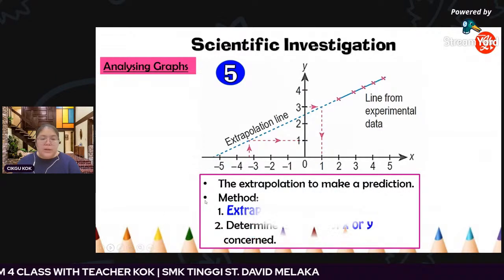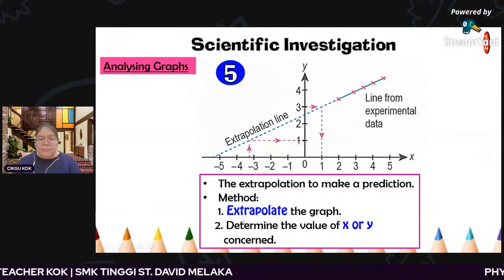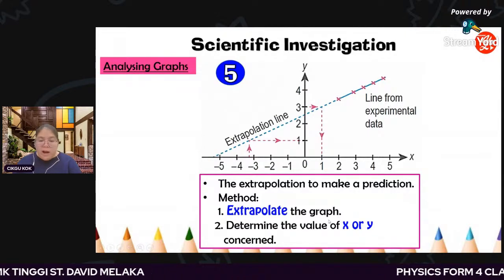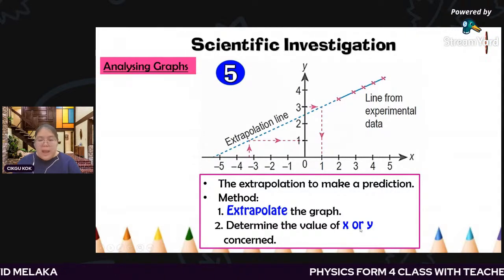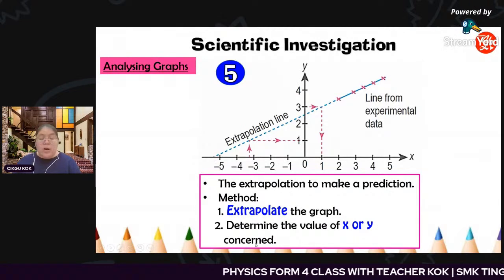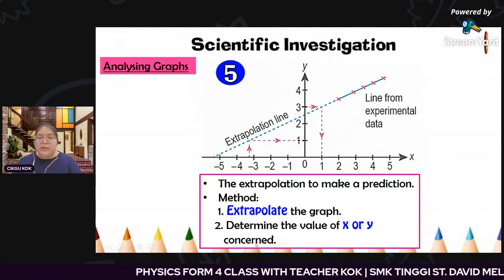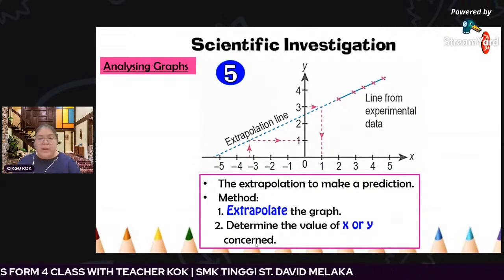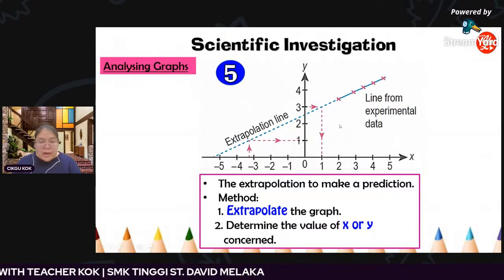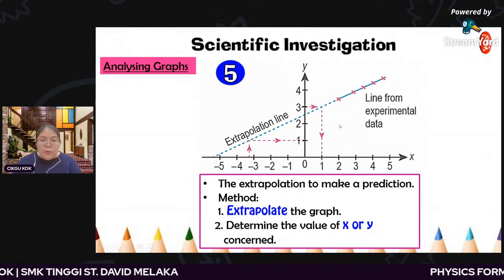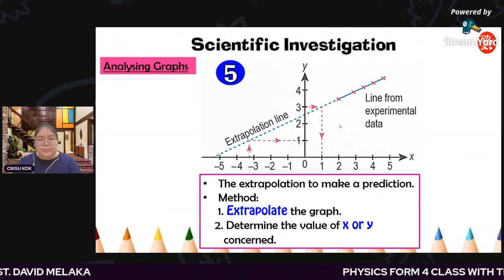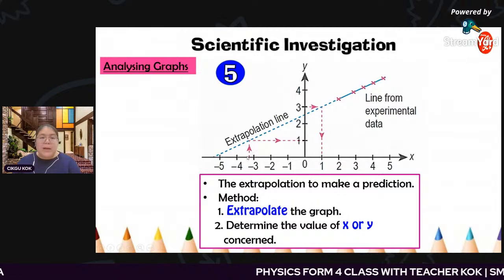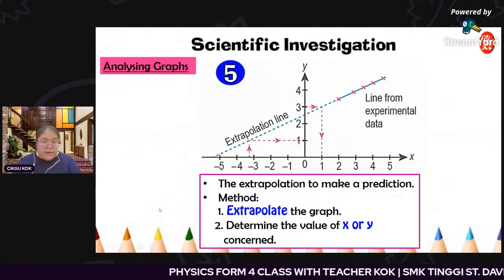So the extrapolation method means you need to extrapolate the graph, to determine the value of the x or the y, constant. That means the graph is not complete. After that, you need to extend. After extending, you need to find the answer. So you cannot draw the wrong line. You must follow the instruction to draw the line. Okay, so this is the method of analyzing the graph.